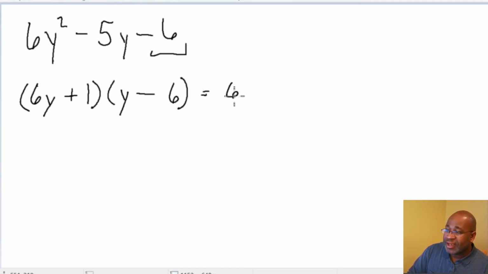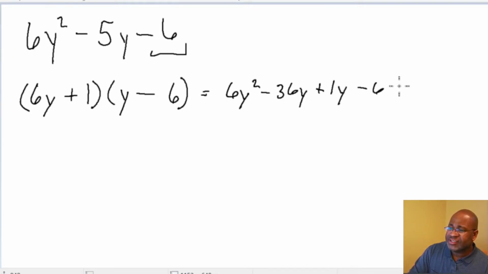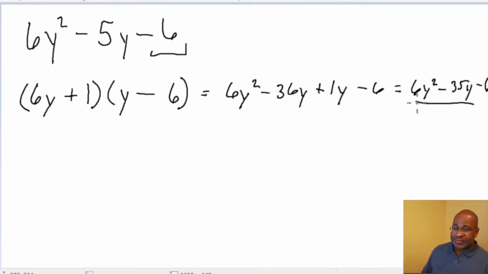So 6y times y is 6y squared. The outer term, 6y times negative 6 is negative 36y. The inner terms, 1 times y is equal to 1y, or just y. And then the last terms, positive 1 times negative 6 is negative 6. So that's going to give us 6y squared minus 35y minus 6. All right, so obviously with that middle term, negative 35y, that's not what we have for the middle term here. So this is not going to work.